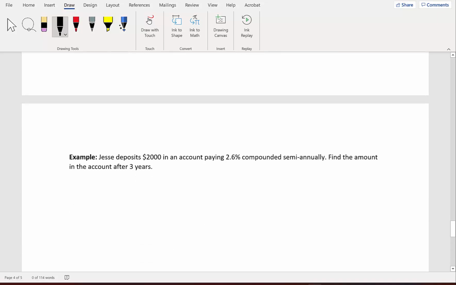Let's take a look at one more problem. It says Jesse deposits $2,000 in an account paying 2.6% compounded semi-annually. Find the amount in the account after 3 years. Our P is the amount invested, which is 2,000. Our R is 2.6%, which as a decimal is 0.026. Compounded semi-annually means it's compounded 2 times in the year, so our n is equal to 2. And then our time is 3 years.